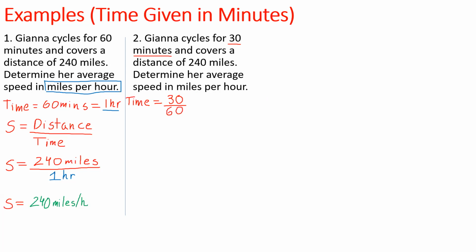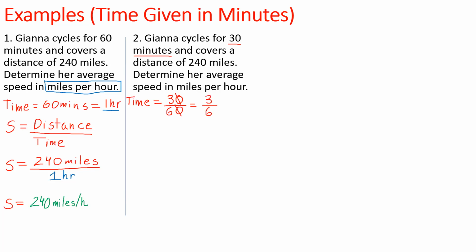So the time is 30 minutes. We know that, but we want to change it into hours. So we're going to do 30 over 60. Can we cancel anything? Yes, the zeros. So we cancel this 0 with that 0, and we are left with 3 over 6.